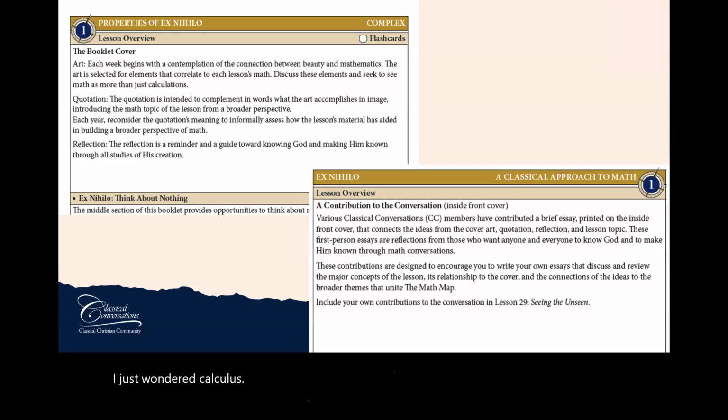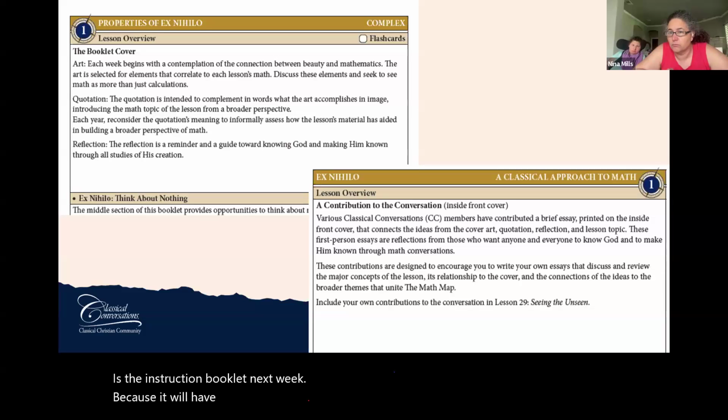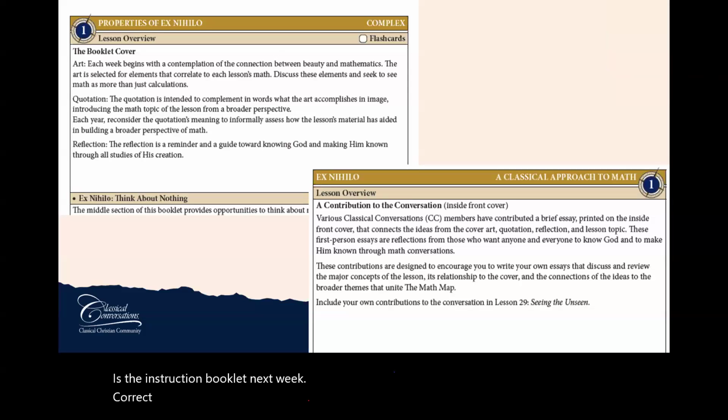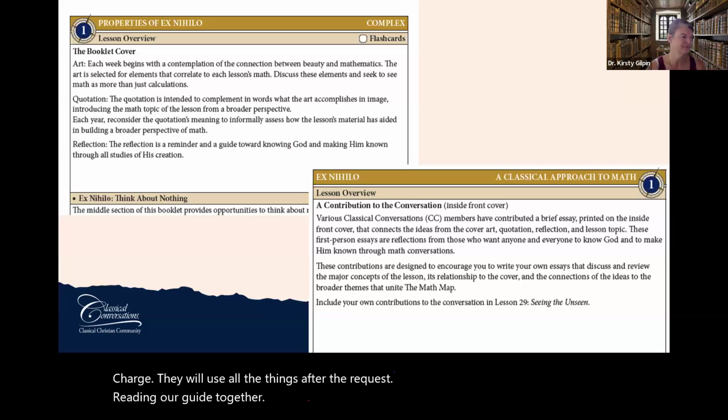So just to clarify, this entire first book, Ex Nihilo, is the instruction booklet. Next week, it will look very different because it will have work for children to do. They will write, they will talk, they will discuss, they will use charts, they will use all the things, actually doing work. Whereas this week, we're really just reading our guide together, like we read our guide in Challenge A as parents and students before week 1. Correct. Yes. Thank you. That's perfect.